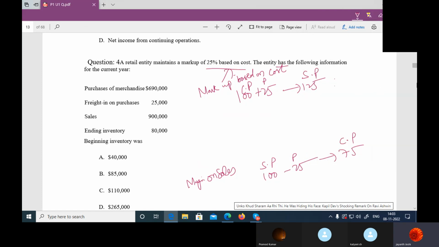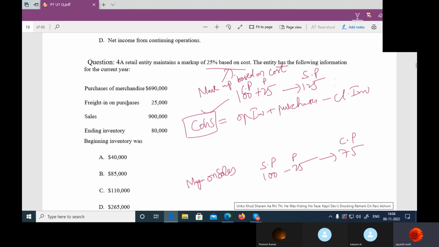So what are they asking? They are asking beginning inventory. So for that, what is the formula you can use? You have COGS. You know about COGS: opening inventory plus purchases minus closing inventory. Am I right? Yes, sir. Okay. So how will you find out the cost of goods sold? You don't even know it from the question. So how will you find out?